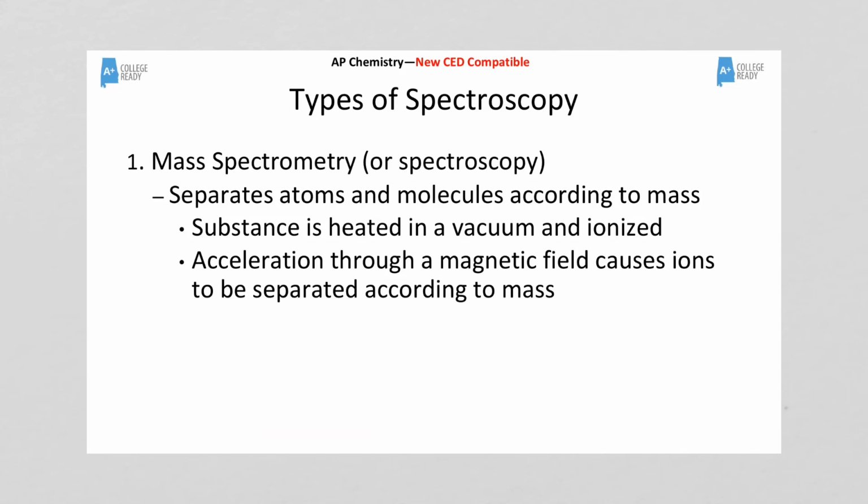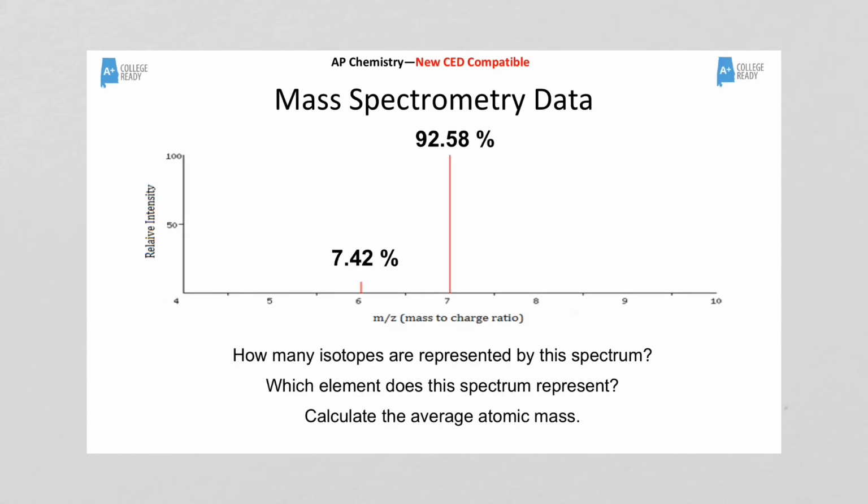Alright, so let's talk quickly about mass spectrometry or spectroscopy. You'll see it called different things. You really don't have to be able to explain how this is happening. Anytime you see this term, you need to think of isotopes. Because one of the uses of this is to separate compounds or atoms according to their masses. So we're going to use it for this purpose, to figure out isotopes.